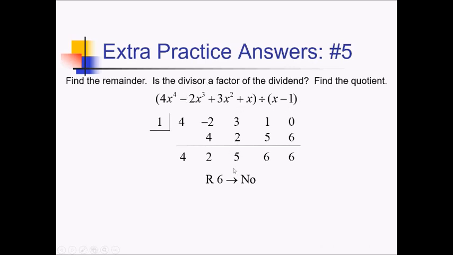For the quotient, that's going to be these first 4 numbers that are not the remainder in the bottom row, starting with an x that's one exponent lower than the dividend was. Since the dividend started with an x to the 4th and we divided by an x, that means our quotient, our result, is going to have an x cubed as the first term. So this 4 down here really represents 4x cubed. And then this 2 is 2x squared, followed by a +5x and a +6.